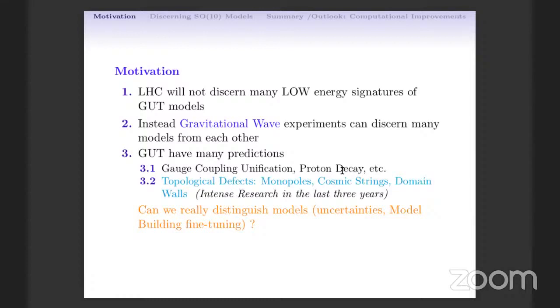As we all know, grand unified theories have a lot of predictions, and the most famous, as you may recall, are gauge coupling unification and proton decay, but also, and this is something that has been the focus of intense research in the last 3 years, topological defects such as monopoles, cosmic strings, and domain walls. For a very long time, these defects have been seen mainly as a problem. But now they are seen as an opportunity, because we may be lucky enough to detect some of them, and then we can compare to the predictions of the grand unified theories.